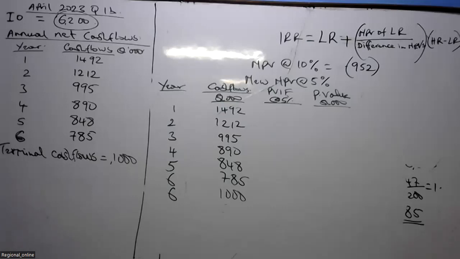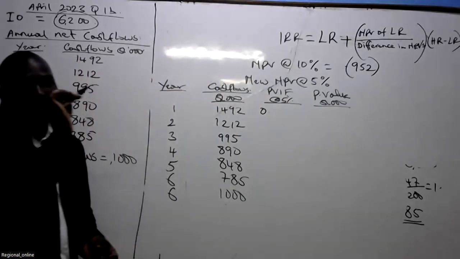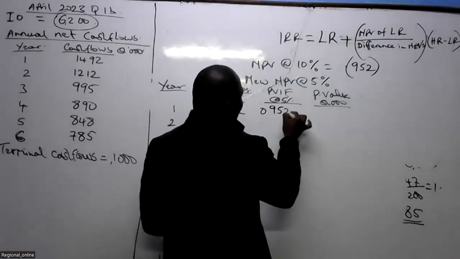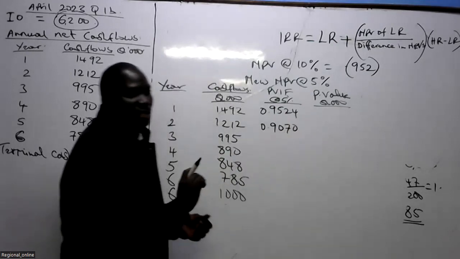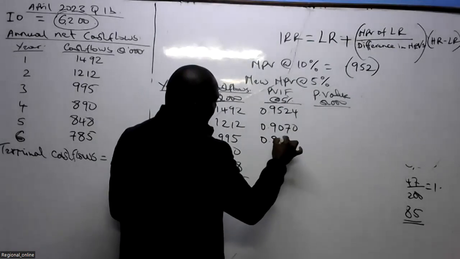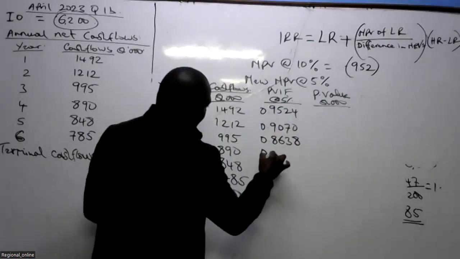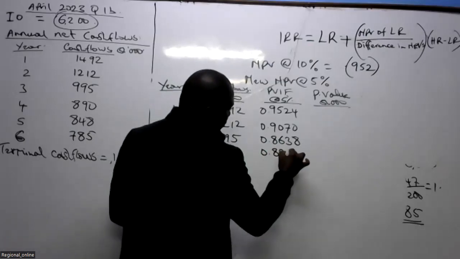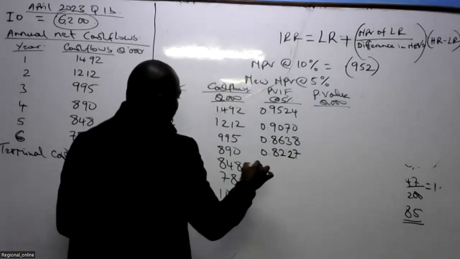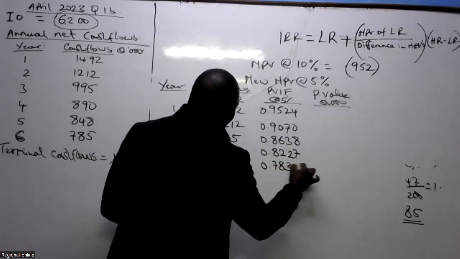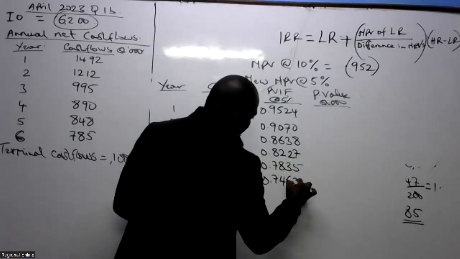5% year 1, 0.9524. Year 2, 0.9070. Year 3, 0.8638. Year 4, 0.8227. Year 5 is 0.7835. Year 6, 0.7462.